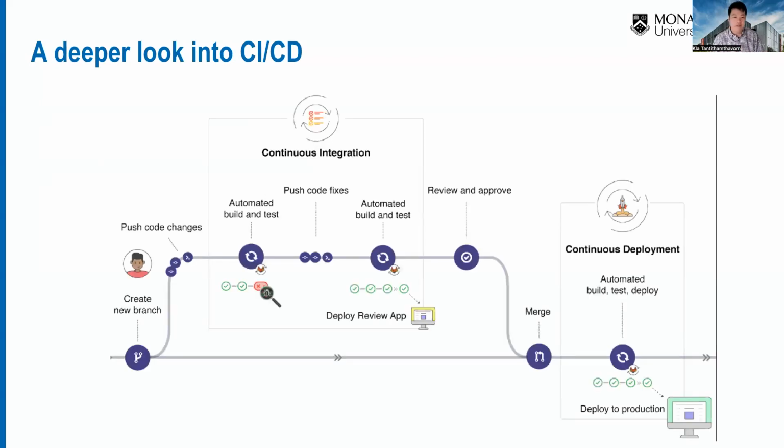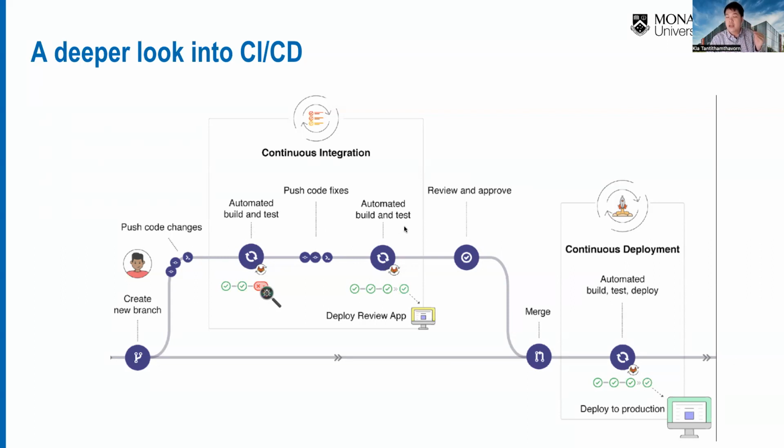Okay, CI/CD we mentioned before, right? This is a real pipeline in the GitLab. Normally, we create a new branch, push the code, test the code, run the automated test, build and test. That's the CI part, okay? And then if the code has failed, we can push the fix as well.